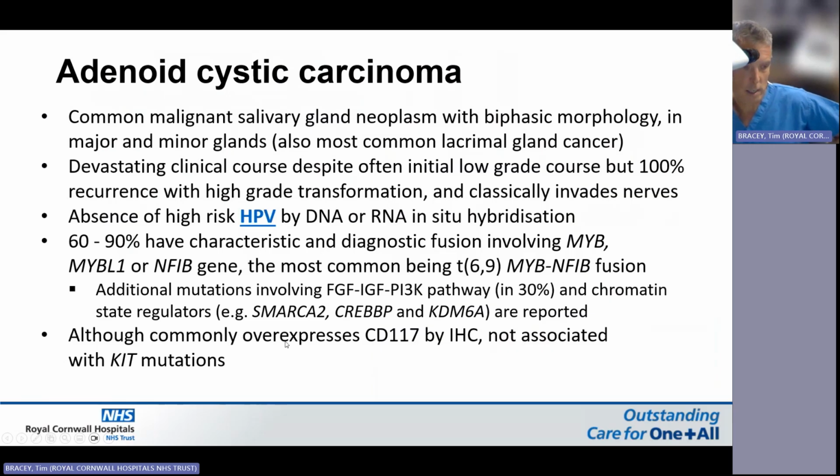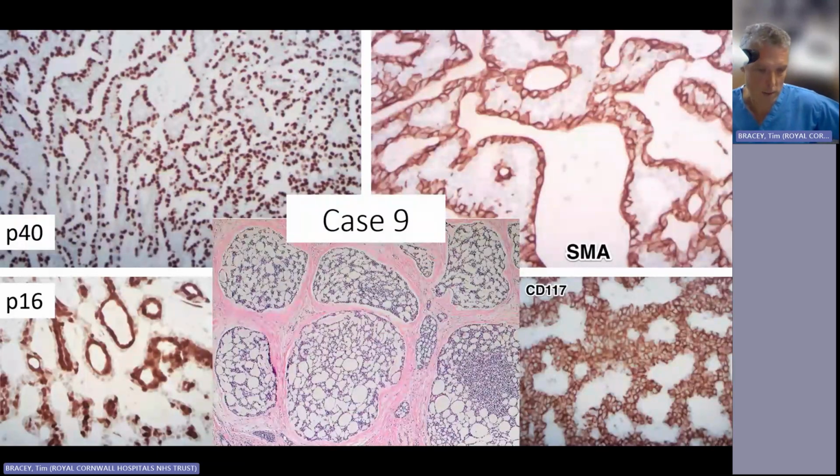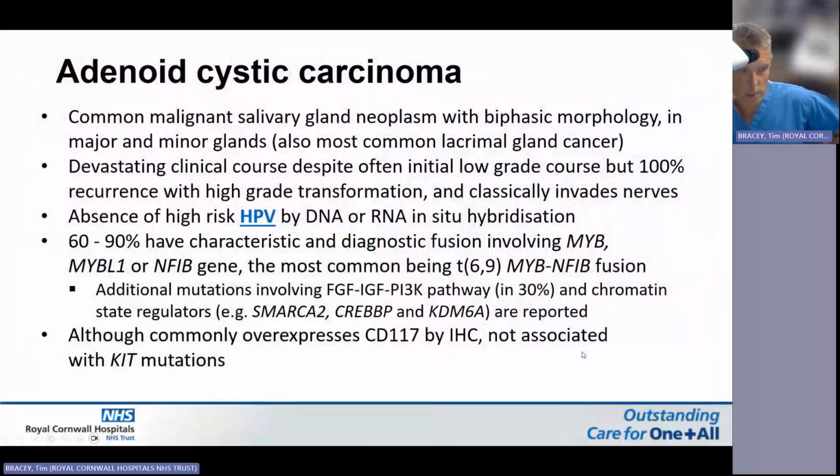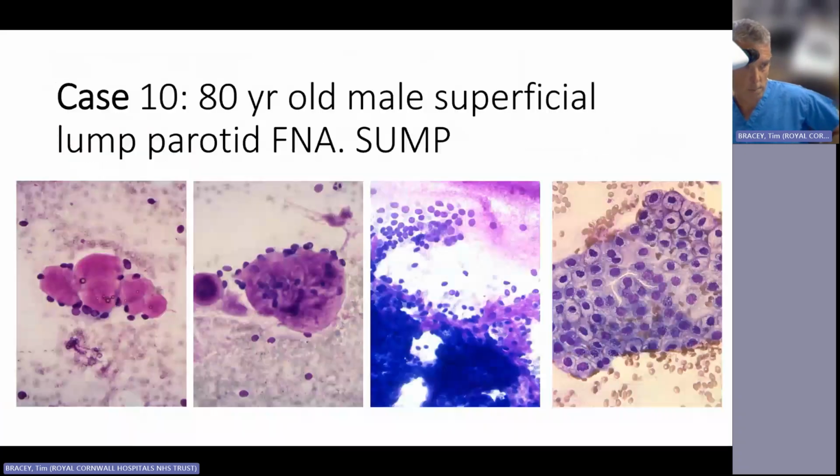People get quite excited about CD117. Personally, I would be a bit careful about CD117. It's a non-specific marker. If you do CD117, then check it is actually staining the luminal cells. If you get a wishy-washy positivity, you can get that in almost any salivary gland tumor, and I would ignore it, to be honest. So adenoid cystic carcinoma must have a dual layer, very important, and it doesn't have KIT mutations.